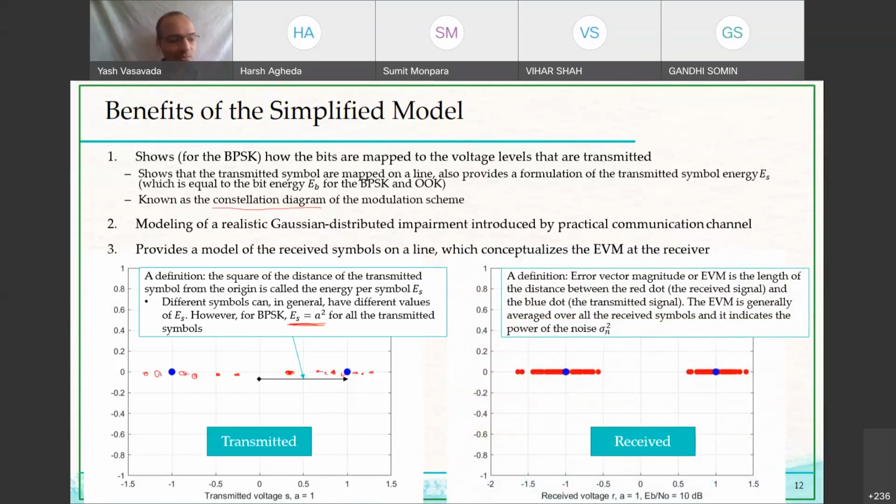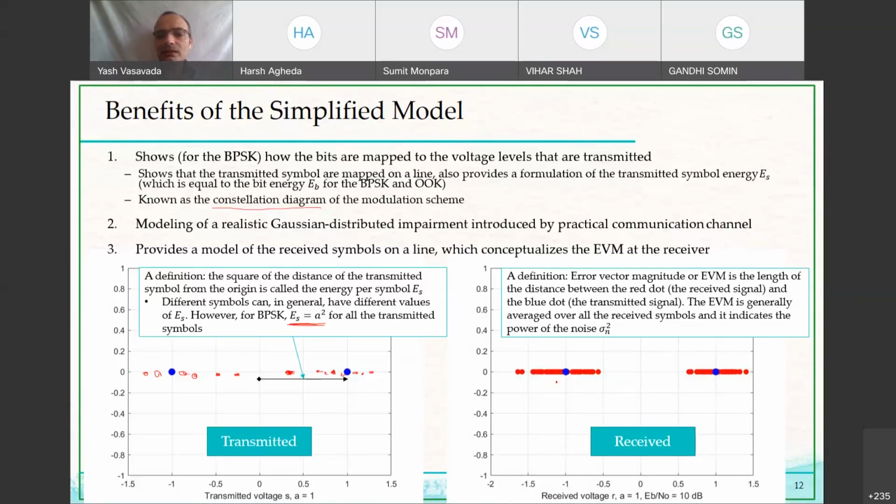So this is also a very common diagram that the engineer of a communication system has to deal with. At the transmitter, it is just the constellation diagram. At the receiver, what you end up seeing is some fuzziness around the transmitted constellation. And that fuzziness, some blurring, is coming because of the noise.